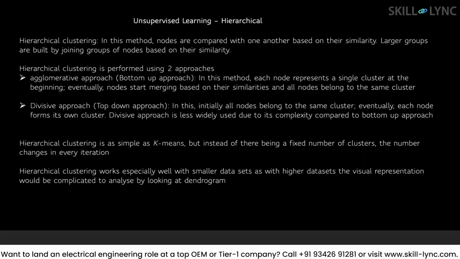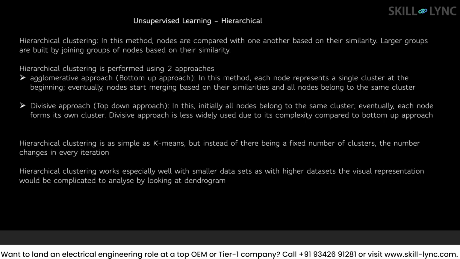So for example, initially all the data points will form one cluster, and then based on the similarity score, there will be some nodes which will come out from that cluster and form their own cluster. But if you notice, the divisive approach is less widely used because the complexity would be more here. But in the bottom-up approach, it is very simple because every point is represented as a single cluster initially, and then they will merge based on the number of clusters and or based on their similarity score.